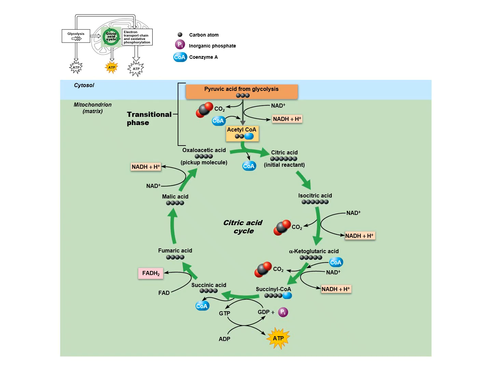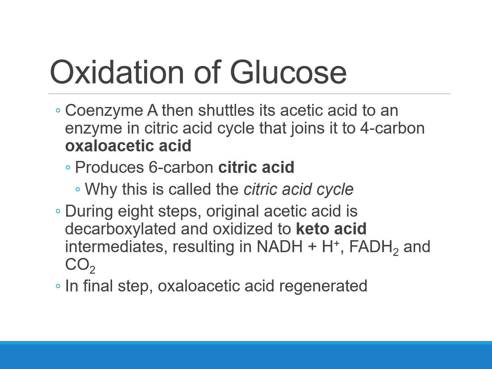This is where we get some ATP, but this is also where we get some carbon dioxide. Again, where are you getting that carbon dioxide that you're breathing out? This process right here. So the oxidation of that glucose, the coenzyme A then shuffles its acetic acid to an enzyme in the citric acid cycle, and it joins, and so on.